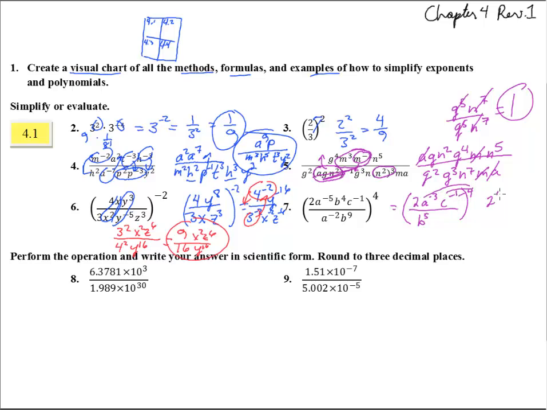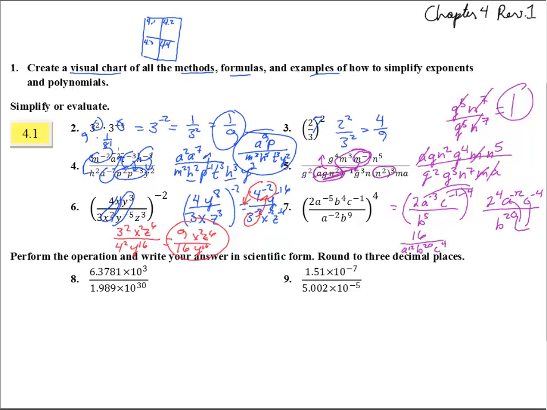So we get 2 to the 4th, a to the negative 12th, we multiply them, c to the negative 4th, multiply those, and b to the 20th. So that guy goes down, and that guy goes down. So we end up with 2 to the 4th is 16 over a to the 12th, b to the 20th, and c to the 4th.